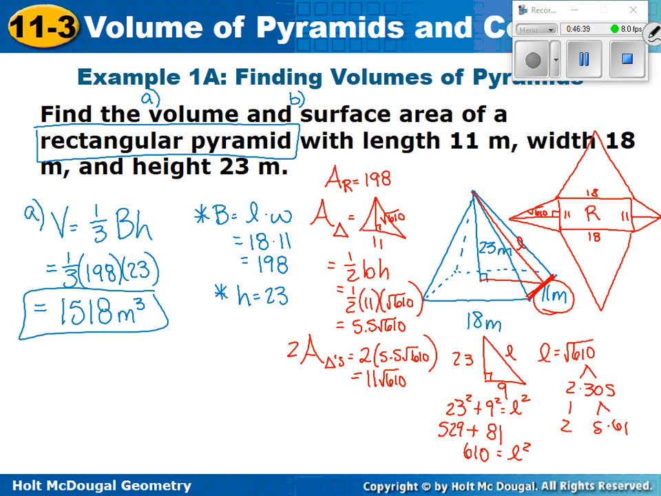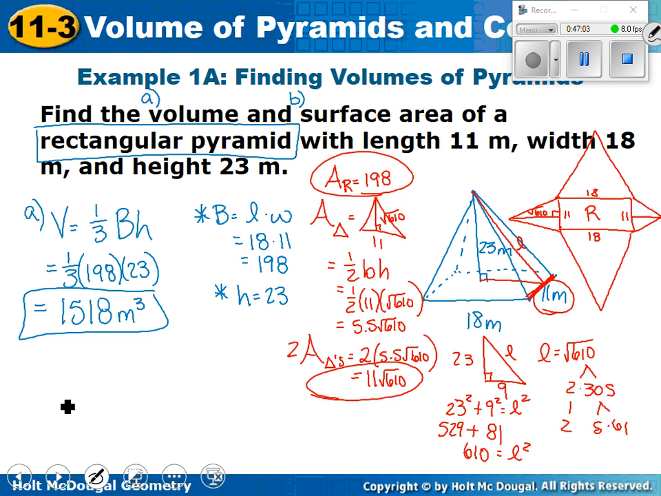So we have this 198. We have this 11 square roots of 610. What are we missing now? The other 2 triangles with a base of 18. Okay, we got to find it. Do you see why using the formula becomes so much easier if it's a regular polygon? Breaking these apart becomes time consuming and long.